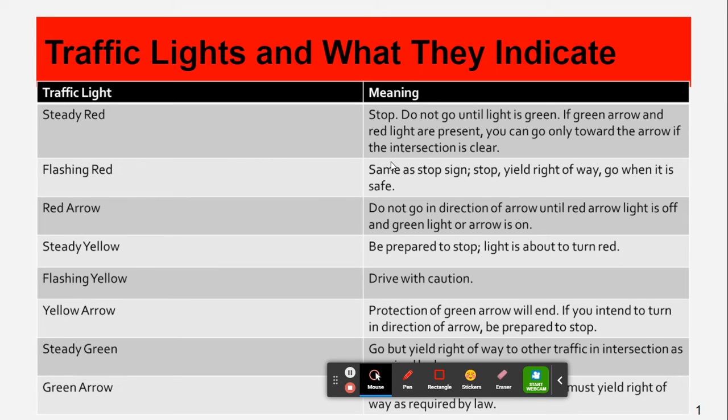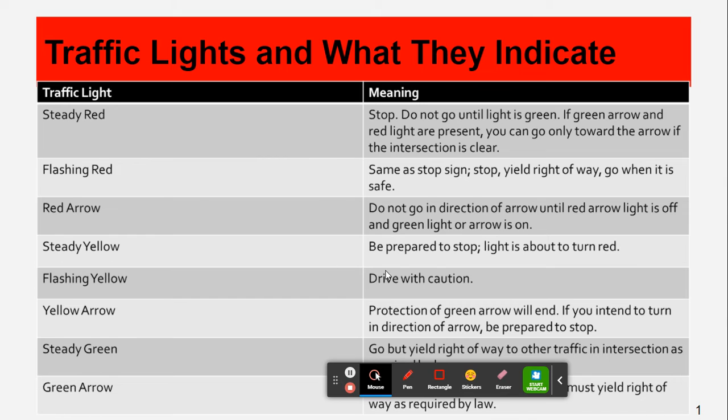A flashing red light means you need to stop as if it's a stop sign. Okay, you stop, yield the right of way, right, to the people on your right, and go when it is safe. Okay, if you have a red arrow, it means do not go in the direction of the arrow until the red arrow light is off and the green light or green arrow is on.